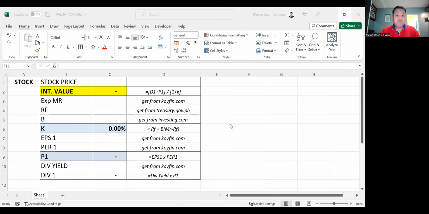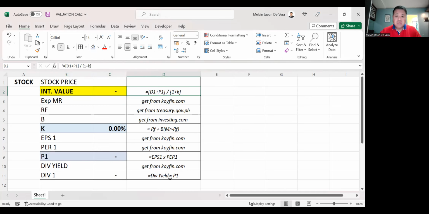First, let me show you an Excel template. You can actually create a template like this, wherein you're going to put the stock, and then the stock price. This is the market price right now. And we can formulate the cell for intrinsic value. All right, so let me again recap how we do that.